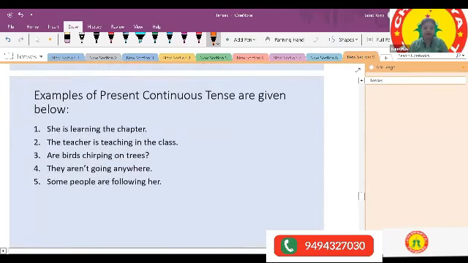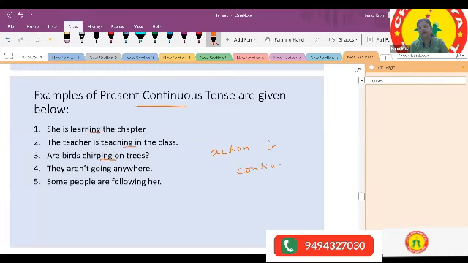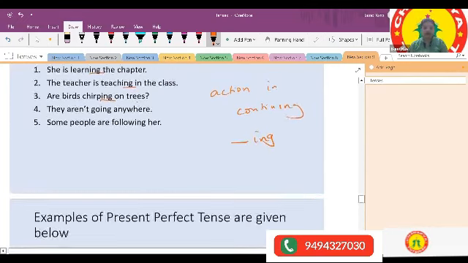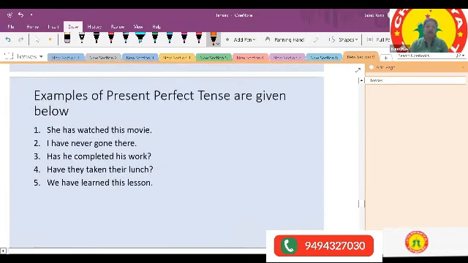Now this is an example of some present tense. Now these are some examples of the present continuous tense. Like I told you, we will add ing everywhere when the action is continuing. Okay, we use ing. Now we have perfect tense.